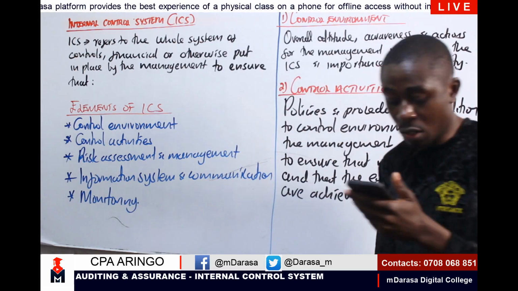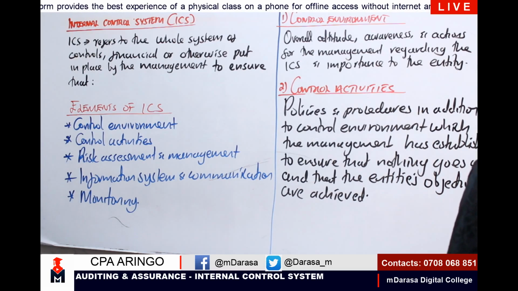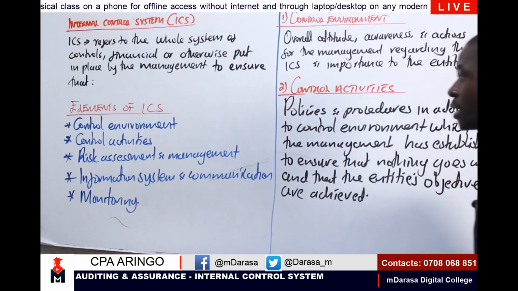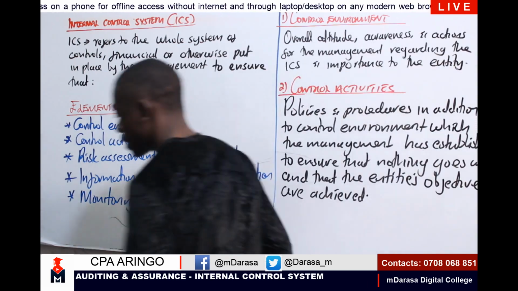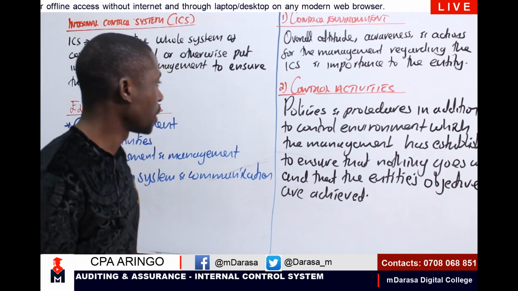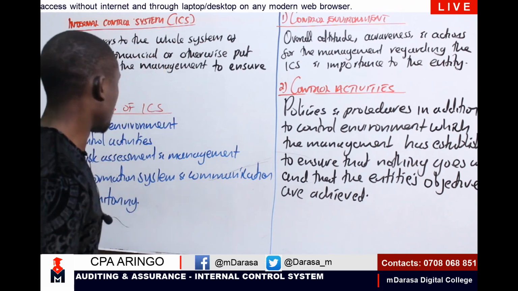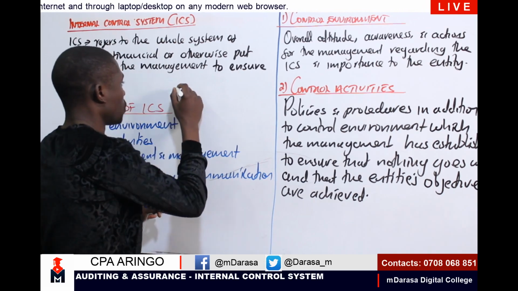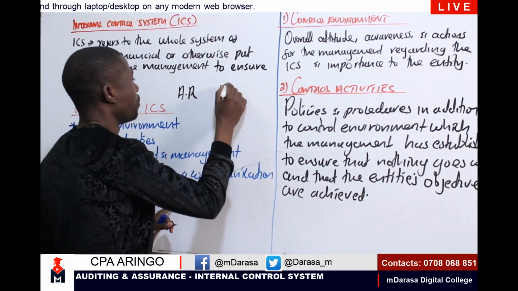It is a process of identifying situations and events that may prevent the organization from achieving its goals. That is, of course, business risk assessment and coming up with mitigating measures to address the risk. Because if you can recall, when we started, we said that when we are looking at risks, we will always have two forms of risks, that is, audit risk and business risks.